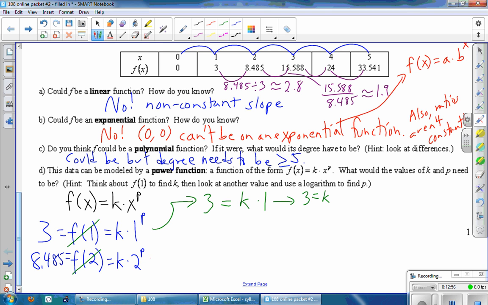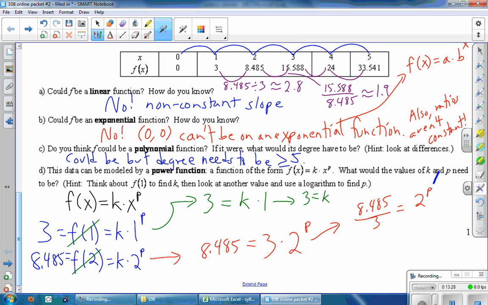Which we can then take and put into this function. So it was 8.485 equals, so k we just discovered is 3 times 2 to the p, which we have to find. And now we have an equation that we're going to solve for p. So let's go ahead and divide both sides by 3. And we'll type that into the calculator at some point. I'm just going to hold off for now. And how do we solve an equation where the exponent is where the variable is? We use logs. So let's hit both sides with a log.